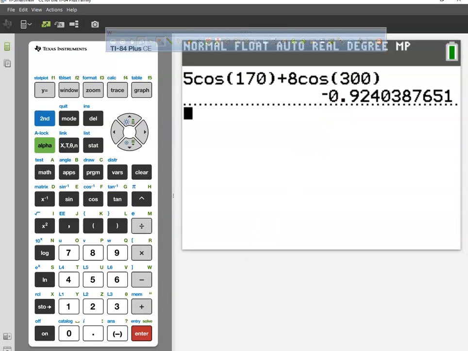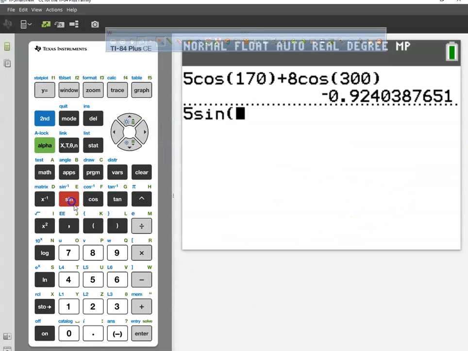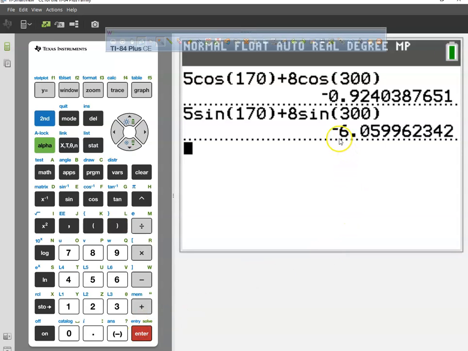Negative 0.92. Then 5 sine 170, 8 sine 300. Negative 6.06. We got to round that. Negative 6.06.